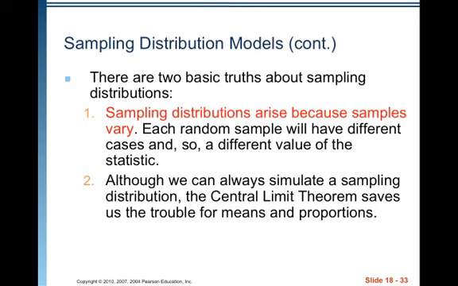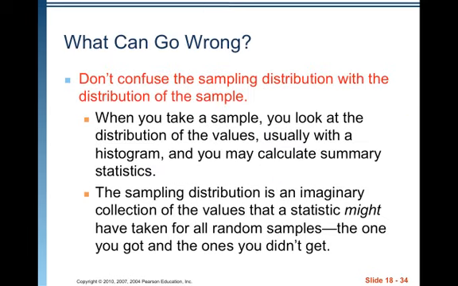There are two basic truths about sampling distributions. Sampling distributions arise because samples vary. That's why we don't just have a single value, we have a whole distribution of values. Each random sample will have different cases, and so a different value for that summary statistic, whether it's a proportion or a mean. Although we can always simulate a sampling distribution, the central limit theorem saves us the trouble for means and proportions. We love the central limit theorem.